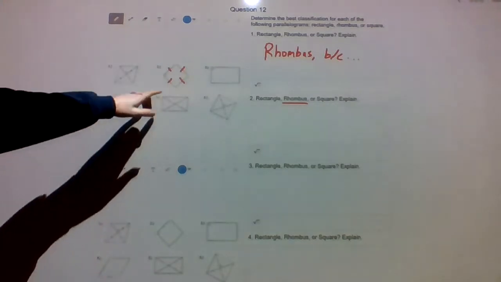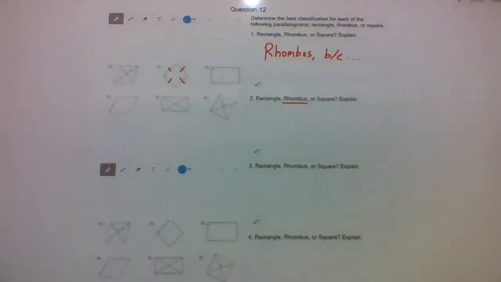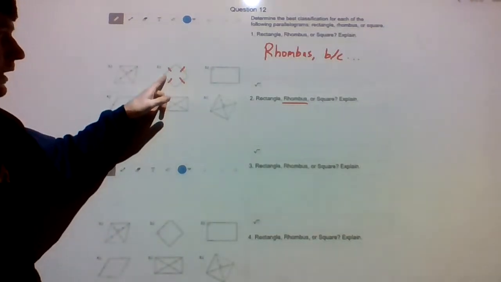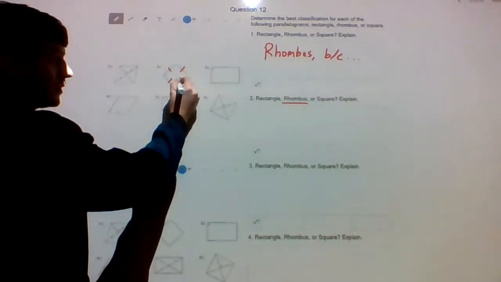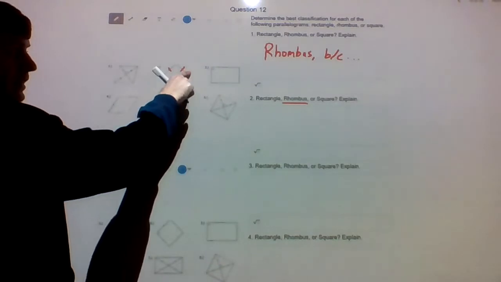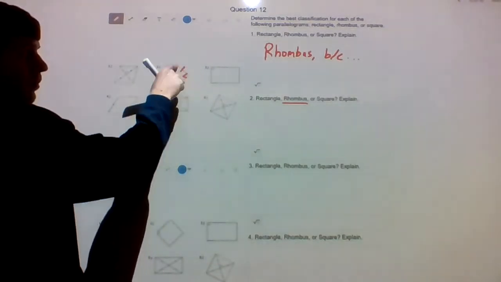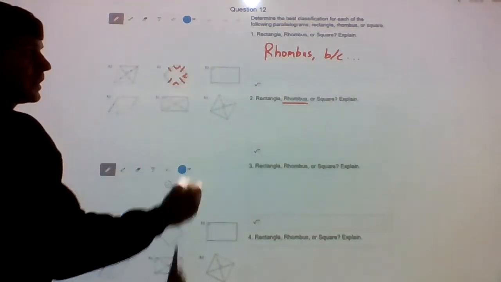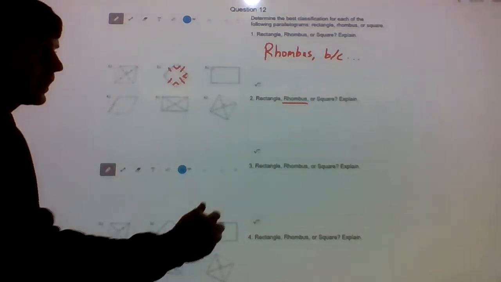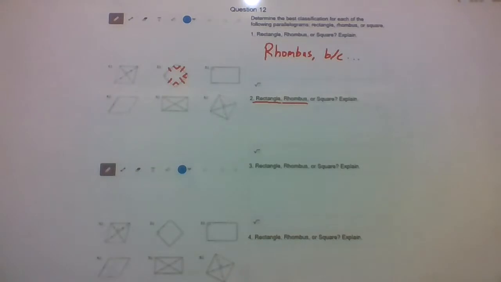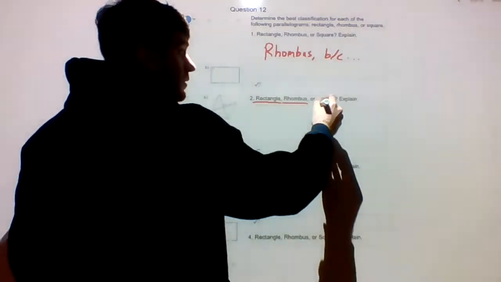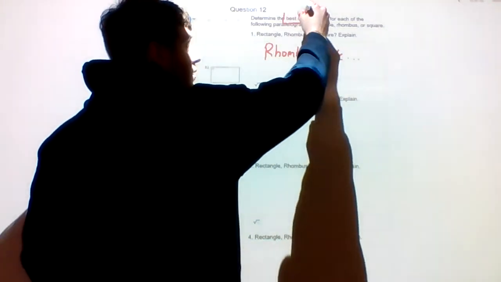Okay, but we also know in a parallelogram, consecutive angles are supplementary. And so we have a right angle. Well, 180 minus 90 is going to be 90. Right? 180 minus 90 is 90. 180 minus 90 is 90. So we have 4 right angles. So since we have 4 right angles, we have a rectangle. And since it's both a rectangle and a rhombus, it's a square.